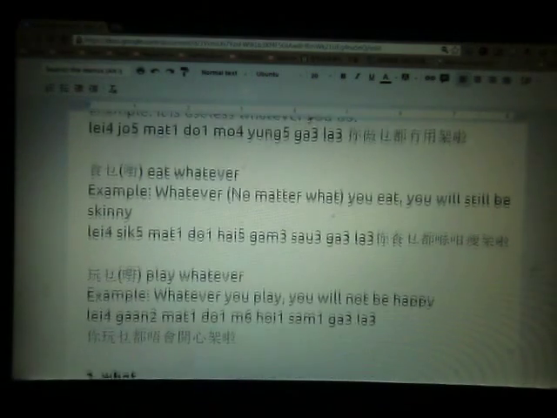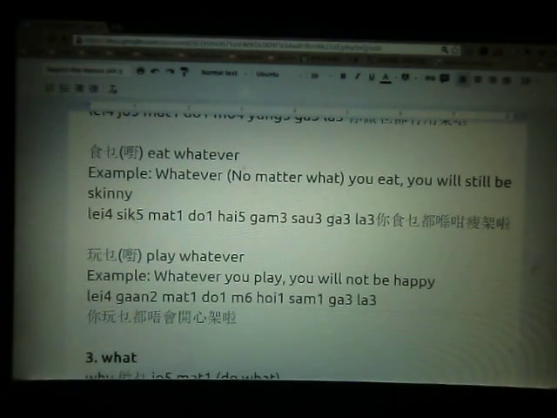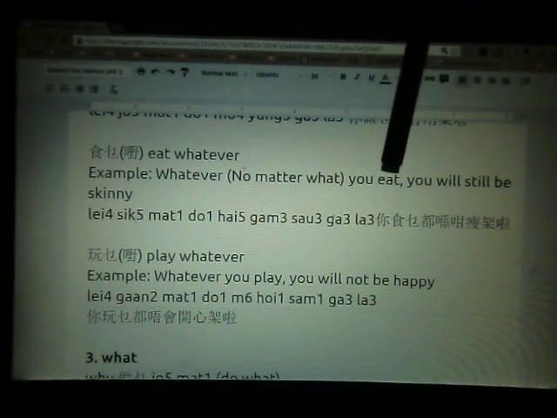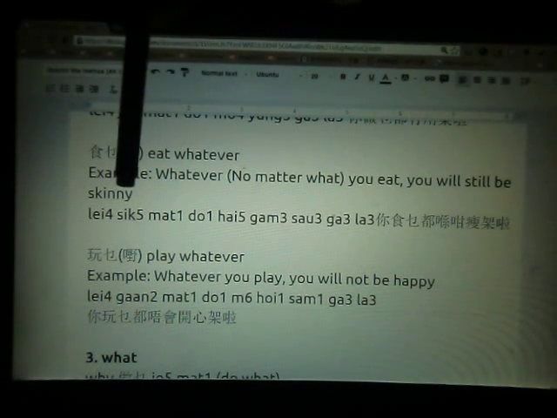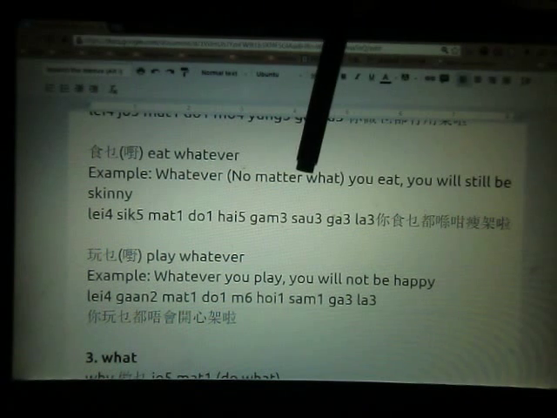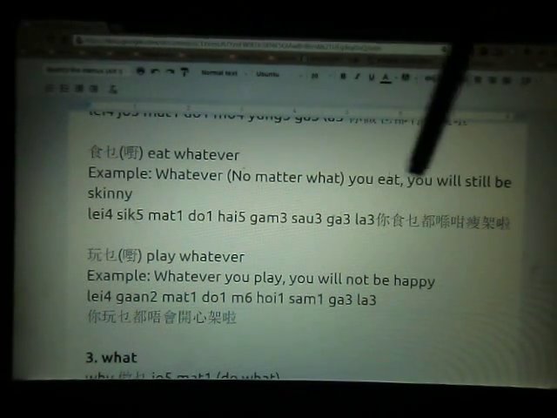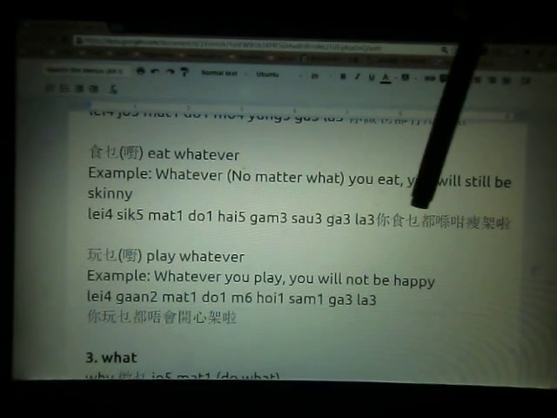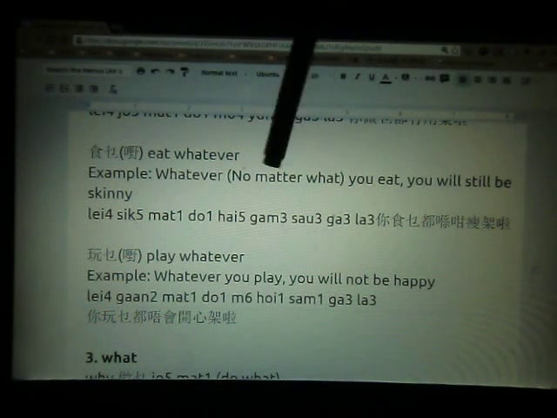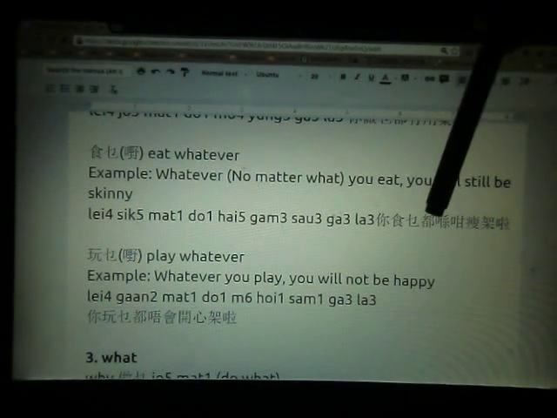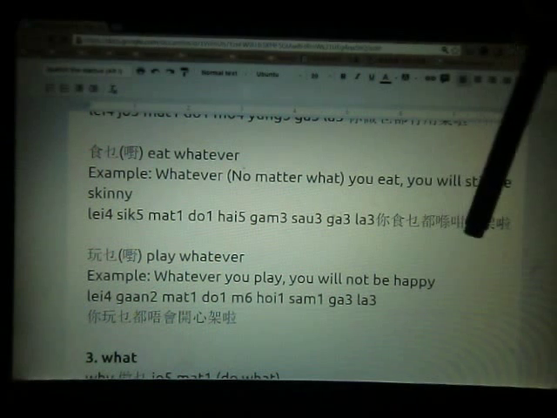And then besides 做嘢 we also have 食嘢. Okay, do, but then how about eat? Well, eat whatever. For example, whatever you eat, you will still be skinny, or no matter what you eat. So how do you say it? 你食乜嘢? So the subject first. 你 you, 食 eat, 乜嘢 whatever, 都 again all inclusive, all embracive.